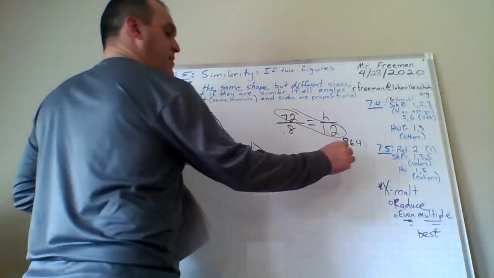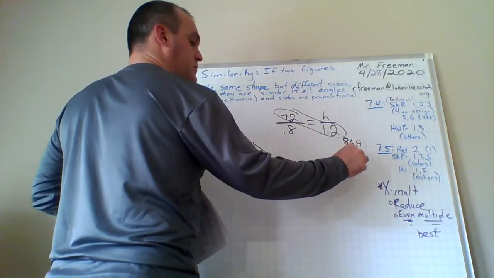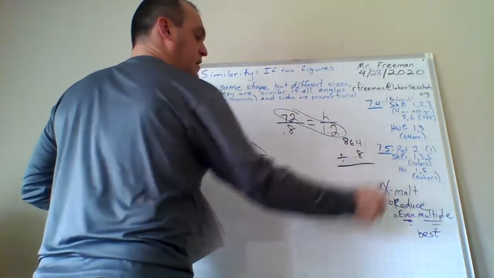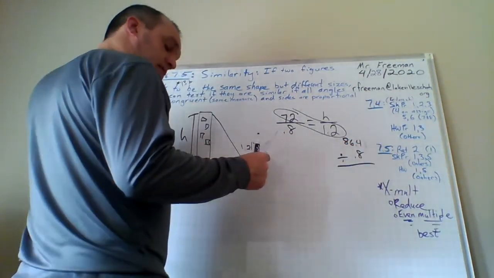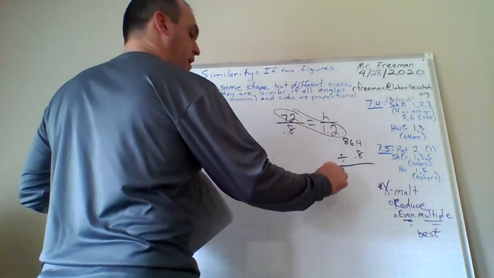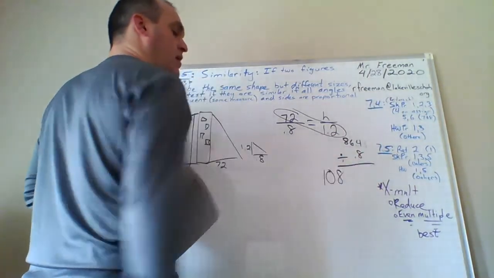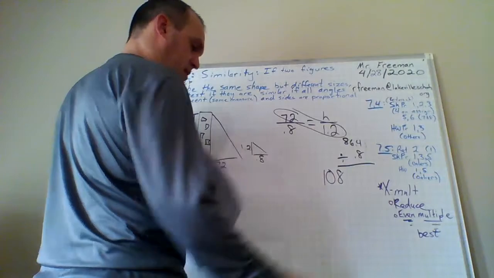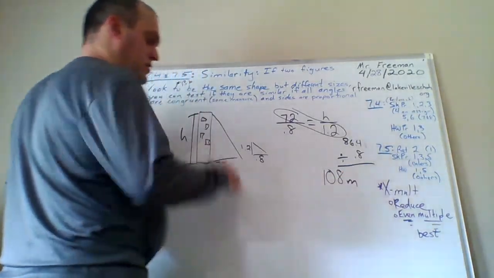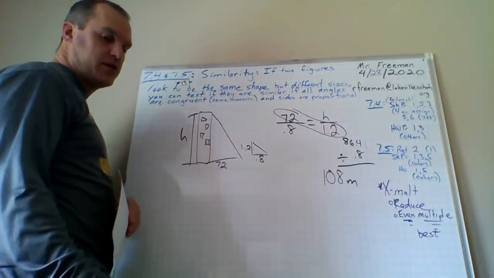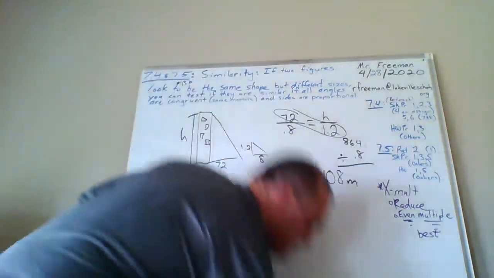And then we'd have to divide by this 0.8. When you divide 86.4 by 0.8, you get 108. And that is meters. So this building, in other words, would be 108 meters tall. Okay, next one.